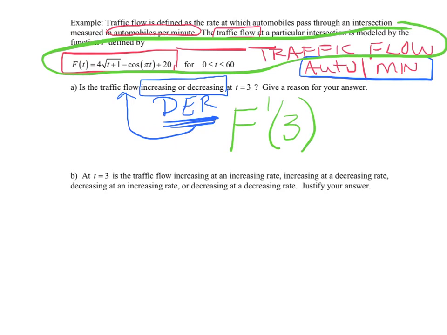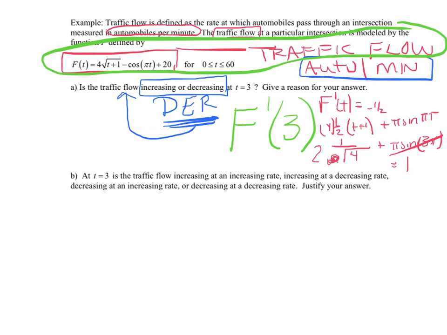So why don't we go ahead, we'll quickly pause it, go ahead and take your derivative and substitute in 3. Pause it, see what you get. I know I got a little sloppy, I tried to squeeze it in here. I did my nice little chain rule both times, substituted in my 3, and I've got an answer of 1. So what that's telling me is since I got a positive derivative, my traffic flow is increasing because f prime of 3 is greater than 0.